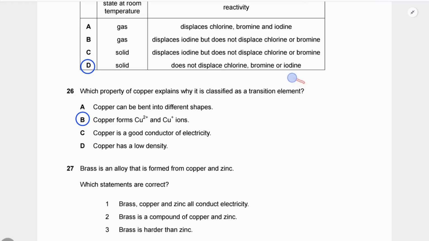So we need to describe the properties which coexist in transition elements. Copper can be bent into different shapes, but over here we are talking about the transition element. Copper forms Cu2+ and Cu+ ions, which is correct. Not only copper, all metals can bend into different shapes, and hence we cannot just say it's copper only. Copper is a good conductor. Again, all metals are good conductors of electricity. Copper has a low density. No, all the transition elements actually have a high density.